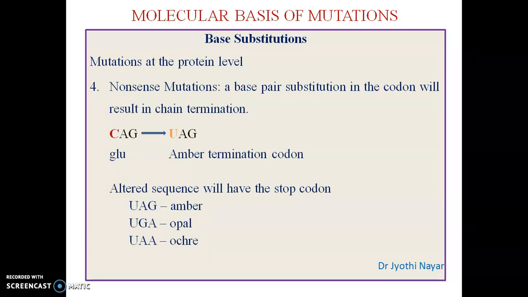The fourth type of mutation is the nonsense mutation, where a base pair substitution will result in a stop codon. This will bring about a termination in the chain. You can see here CAG codes for glutamic acid, whereas UAG is an amber termination codon. It can be either of the 3 stop codons: UAG amber, UGA opal, or UAA ochre. When a stop codon results in between the coding sequence, it results in chain termination. This results in a truncated protein.